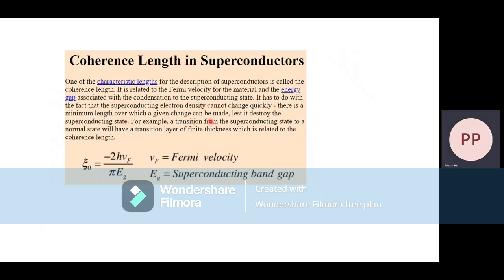For example, in a transition from the superconducting state to a normal state, like a metallic or insulating state, we will have a transition layer of finite thickness, which is related to the coherence length. Basically it is related to the Fermi velocity and the superconducting band gap. So this is the formula, and this is how the coherence length is related to your Fermi velocity and the superconducting band gap.